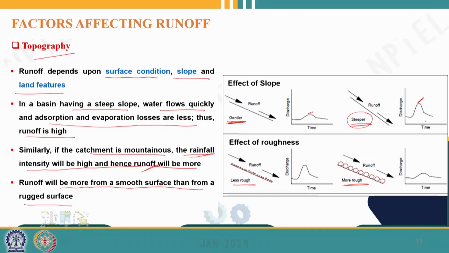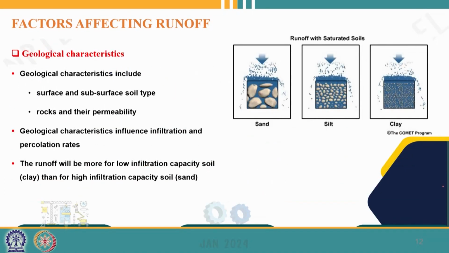So, the conditions will be just reverse, because of the higher velocity on a steep slope we get peak flow. Here on the smooth surface we will get a much larger peak flow, but on a rough surface the peak will be lower, but the flow duration will be much larger.